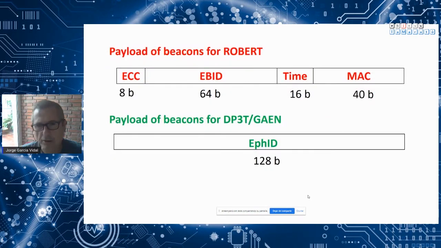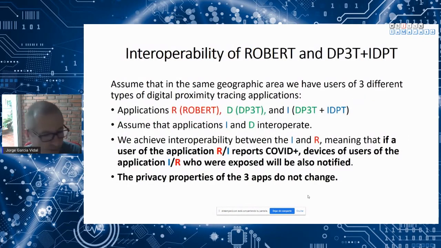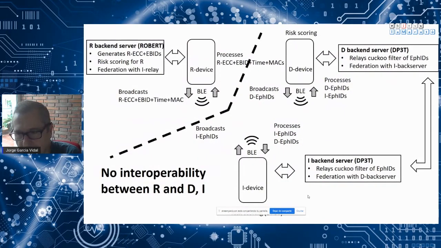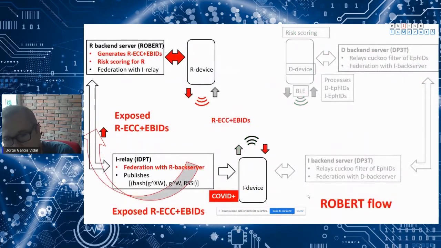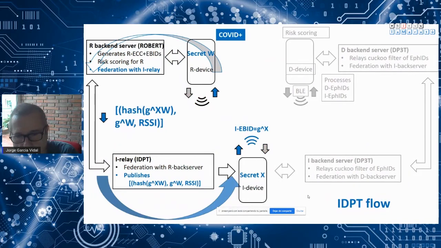It is more difficult to achieve interoperability between Robert and DP3T, so between France and the rest of the European countries. For instance, the format of the beacons is different, which makes interoperability more difficult, obviously. There is some basic interoperability in the protocol itself. And I made a proposal, which is to use IDPT with DP3T. With this proposal, you have to modify Robert slightly, and you have to include IDPT in the application. You can effectively achieve this interoperability between Robert and DP3T. This is not in operation today, but as I mentioned before, this is being standardized in the ETSI. I'm not going into the details of how it works. It's a bit complicated, but well, you have this on the slides, okay?